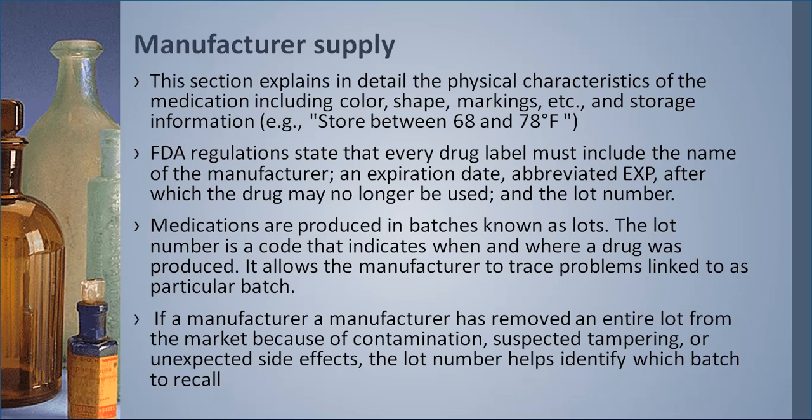We've talked about the lot numbers already, that medicines are produced in batches called lots, and the lot number is a code that indicates when and where a medicine was produced. It allows the manufacturer to trace problems linked to a particular batch. And the last one is, if a manufacturer has removed an entire lot from the market because of contamination, suspected tampering, or unexpected side effects, the lot number helps us to identify the medicines easily.